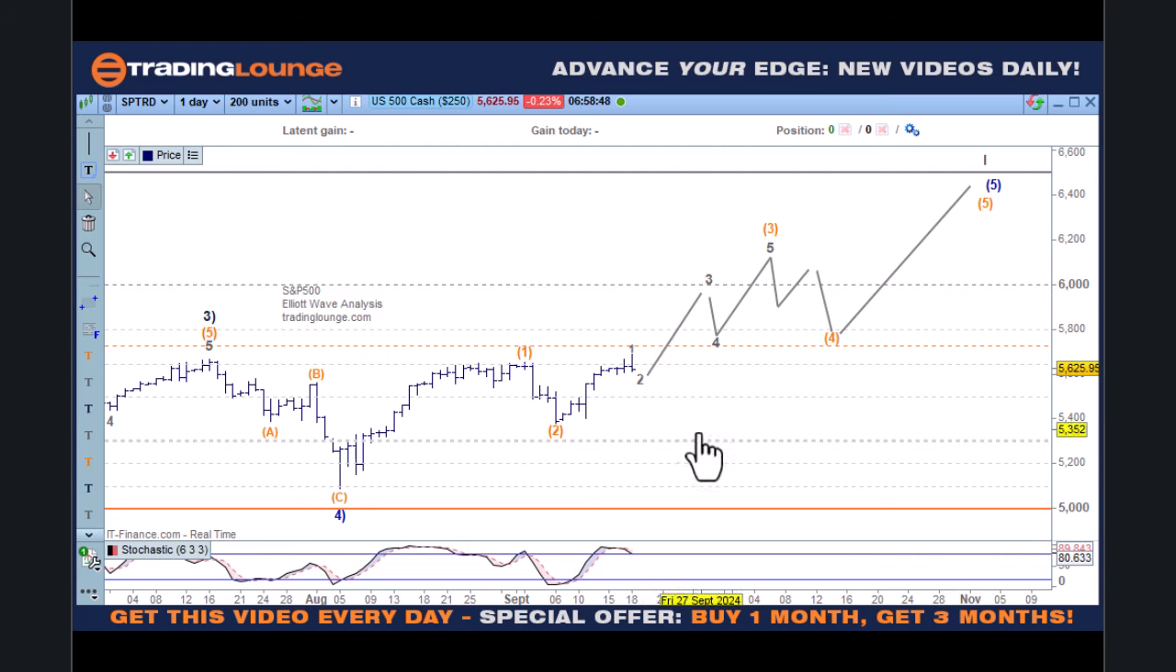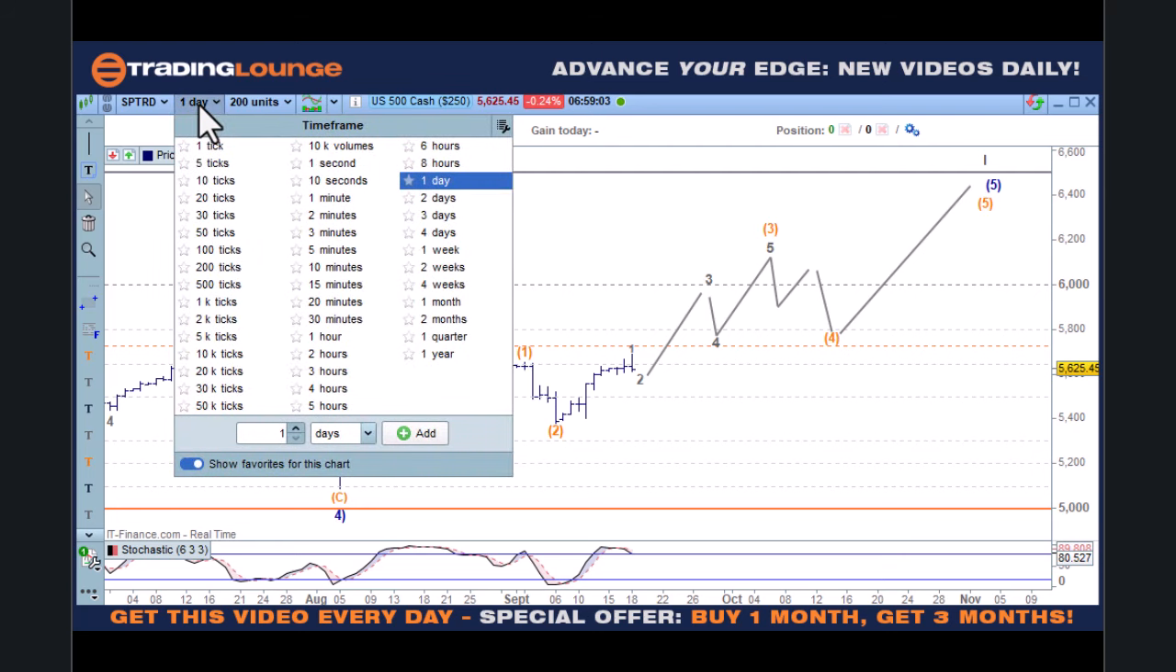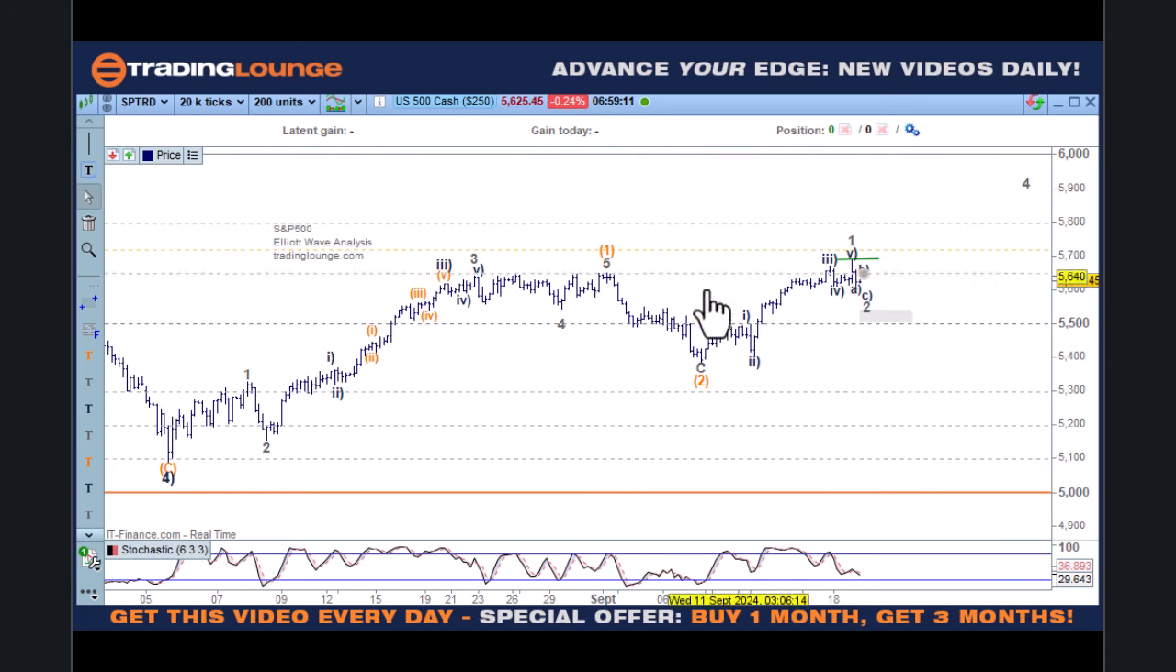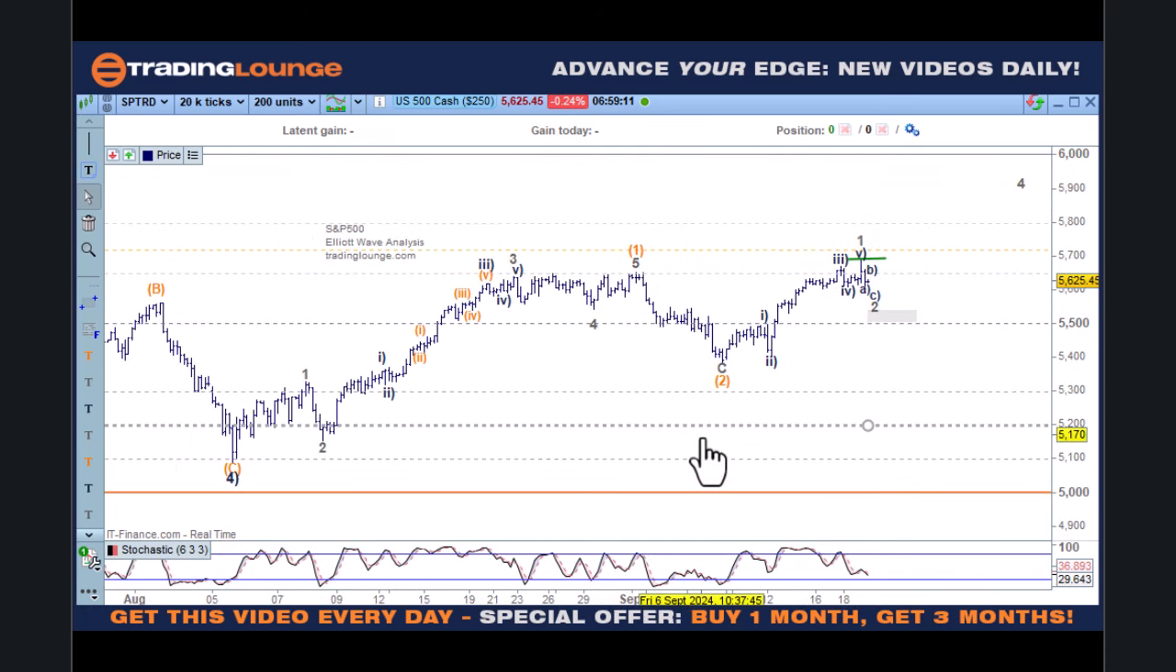But the steps are, now we want this 5650 here to become the tested support, and then we can build long trades in from that point. So going from the daily to the 20k here, and just picking it up from this wave 2 and this wave 2 here. So that's that wave 1 and 2 here, so we don't need that.